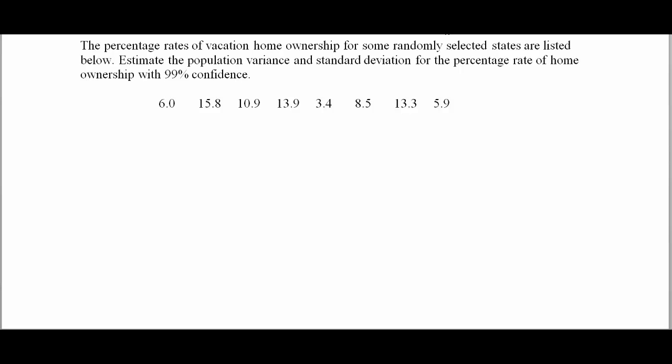Now what we're going to do is look at these percentage rates of vacation home ownership, and some randomly selected states are below. So how much do people own vacation homes? And we want to be 99% confident that the standard deviation is going to be within this interval. Now we can figure out the average actually by doing an average of this, but by running this into the calculator, we can get a standard deviation of 4.44. Now that's if we plug this into list 1 and we did the one variable stats.